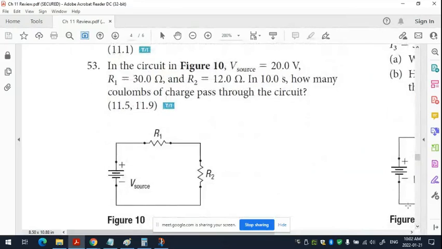Okay, come on. Easy one. Why is it easy? Because it's purely in what? In series.